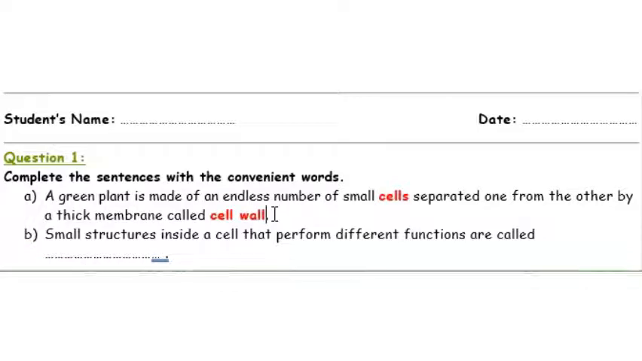Small structures inside a cell that perform different functions. What do we call the small machines that have different jobs inside a cell? We call them, yes, organelles. That's right. We call them organelles. Organelles like mitochondria, like chloroplasts.